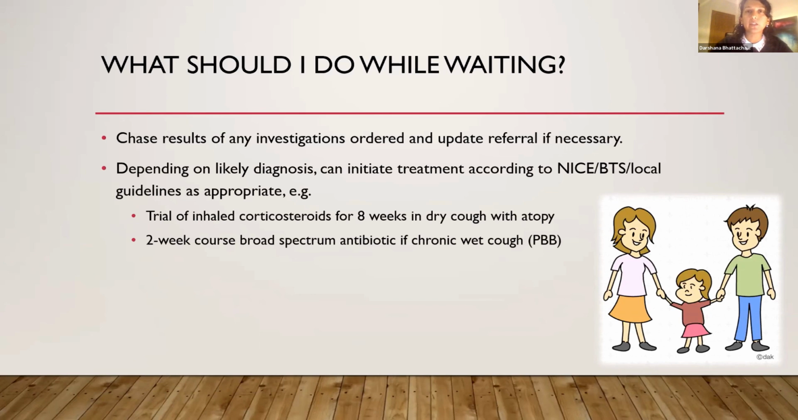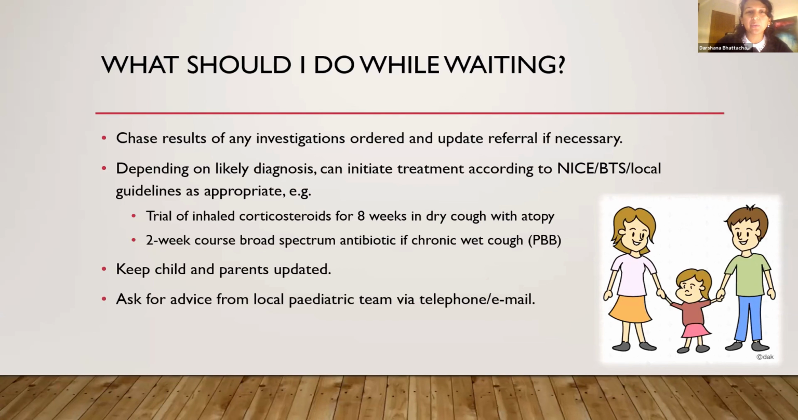If you have a child that's got a chronic productive or wet cough, then that may well be a protracted bacterial bronchitis, and you can try them with a 2-week course of a broad spectrum antibiotic like amoxicillin or coamoxiclav. So there are options. Always keep the child, if relevant, and parents updated with what's going on. And you can always ask for advice from your local paediatric team via telephone or email while you're waiting if needs be.